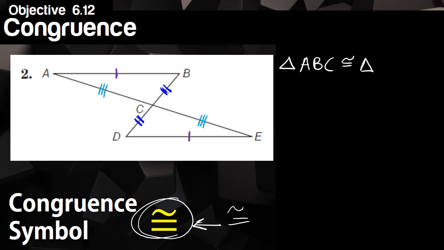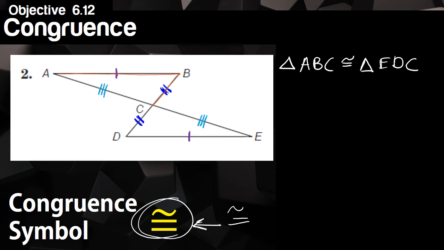So A to B, so I'm going to track that here on my triangle. Triangle A to B to C. We got to match up that order right there with our bottom triangle. So we can go E to D to C. And to confirm that, let's go ahead and write out all of the line segments that are congruent from this triangle now.